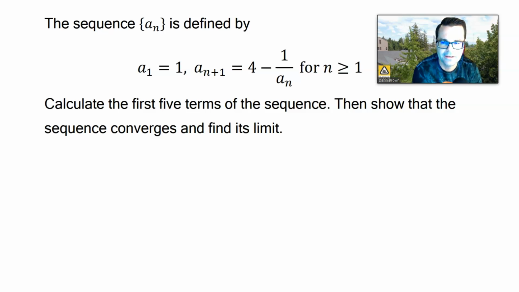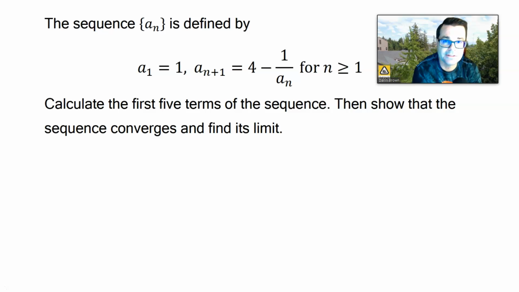So in this case, a1 equals 1. That's saying the first term is 1. a_{n+1} is 4 minus 1 over a_n. That's saying that we get each additional term in the sequence by inverting the previous term and then taking 4 minus that. So what we're going to start off by doing is just calculating the first 5 terms of the sequence, just to get a feel for what's going on.